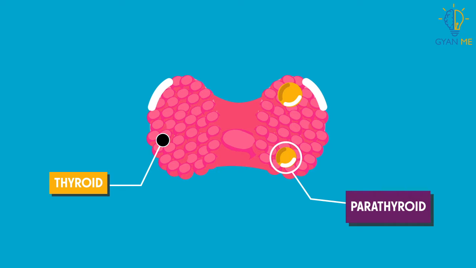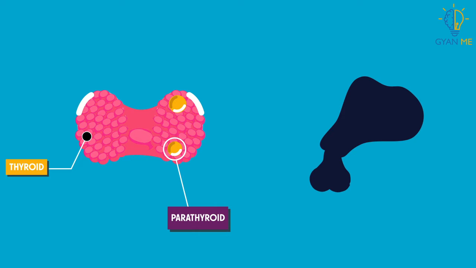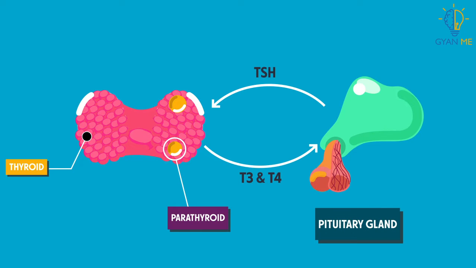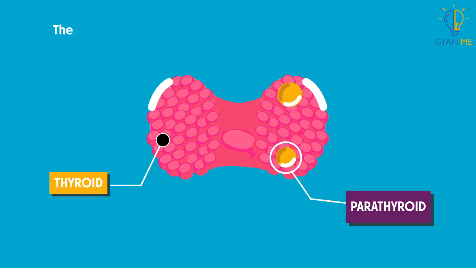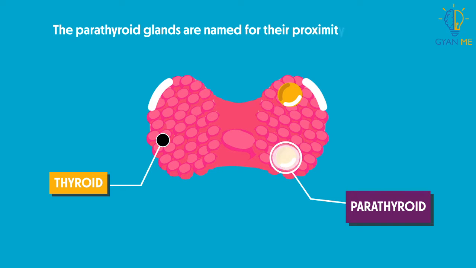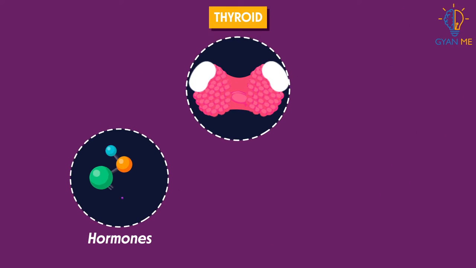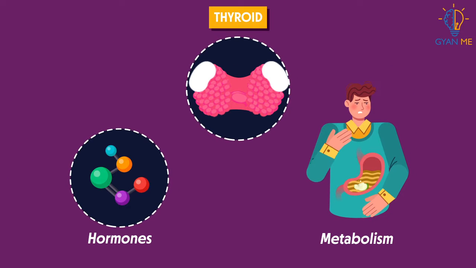The thyroid and parathyroid glands, like other glands, are under the direct control of the master endocrine gland, the pituitary gland. The parathyroid glands are named for their closeness to the thyroid, though they serve a completely different role than the thyroid gland. The thyroid gland produces hormones that regulate the metabolism of the body, which is the process by which your body converts food into energy required for its functioning.